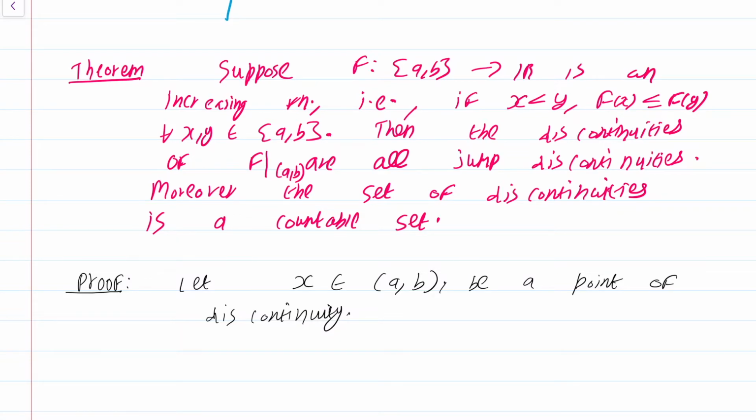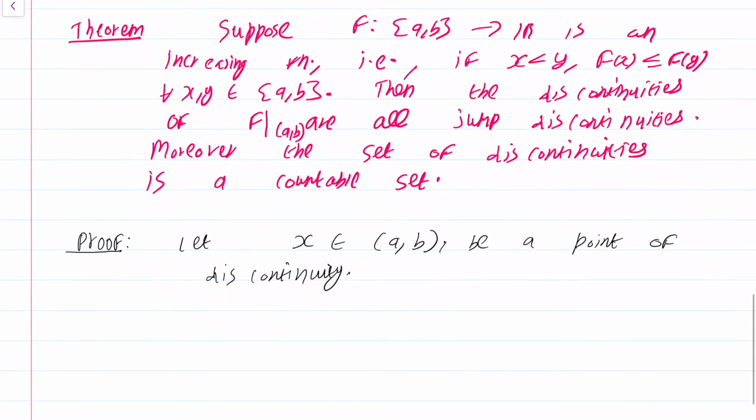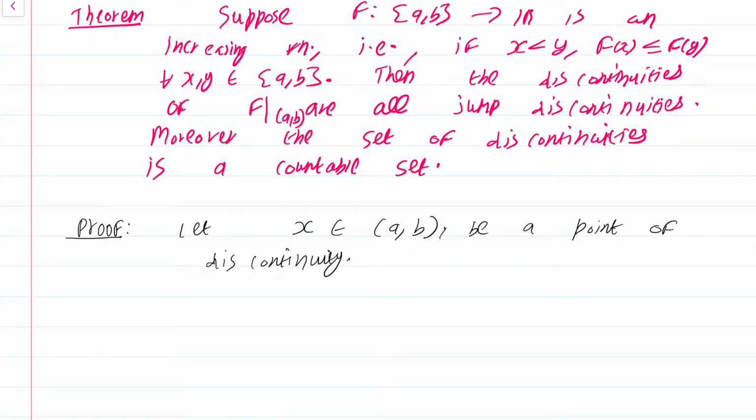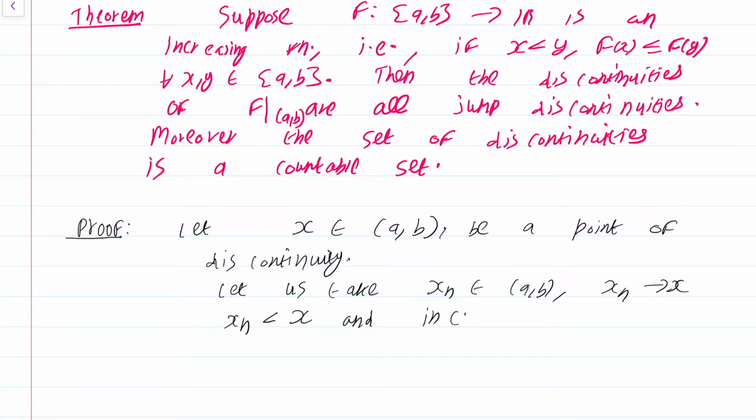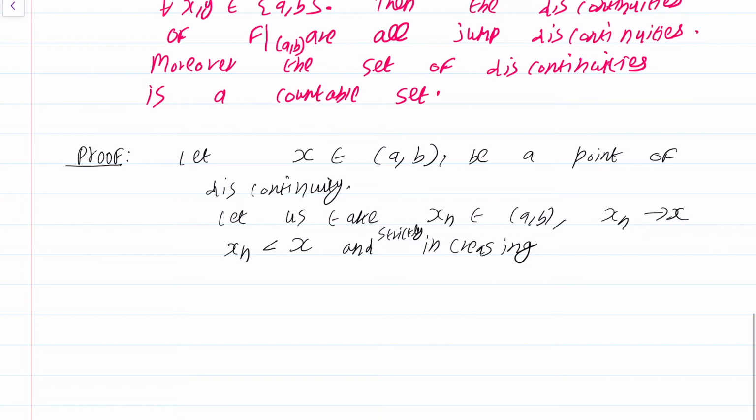So let's take a point x in (a, b) be a point of discontinuity. We have to somehow show that it's a jump discontinuity. Well, how do we do that? What we are going to do is, let us take x_n in (a, b), x_n converging to x, x_n less than x and increasing. Okay. In fact, I'm going to demand that it's strictly increasing. It really doesn't make a difference, but I can demand of x_n whatever I want.